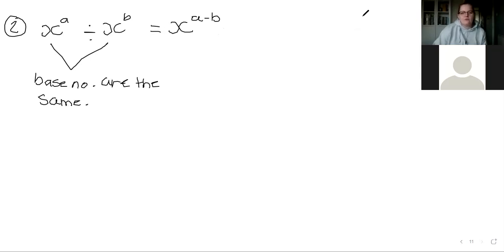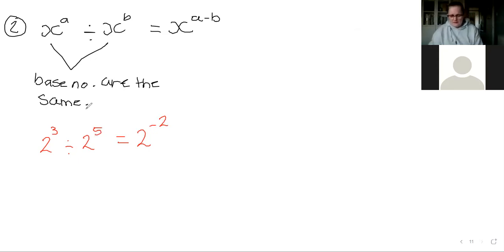Again, let's pop a number in, using the numbers from before. We have 2 to the power of 3, and we're going to divide it by 2 to the power of 5. We're not dividing 2 by 2. The 2 stays the same, so we put our 2 here. 3 take away 5 gives us minus 2. So 2 to the power of minus 2. We do this because our base numbers are the same, and we're taking those two numbers away from each other.